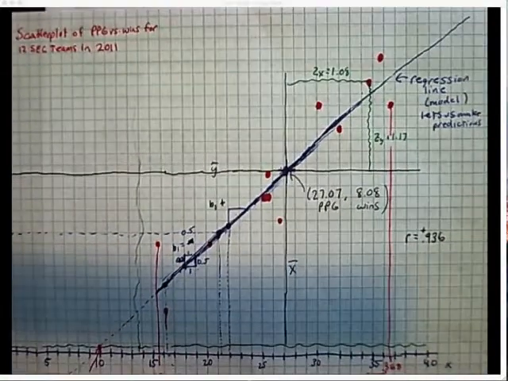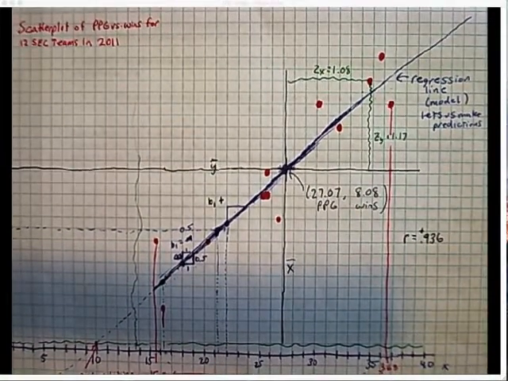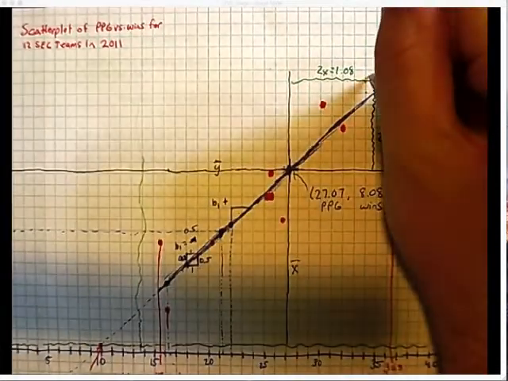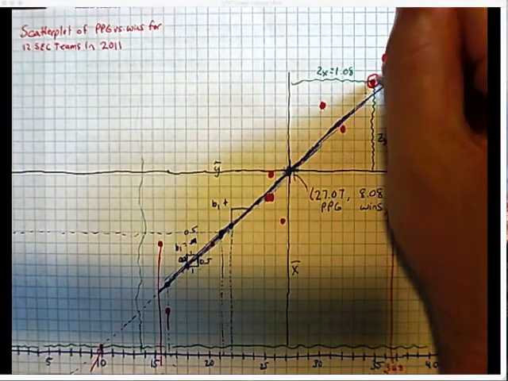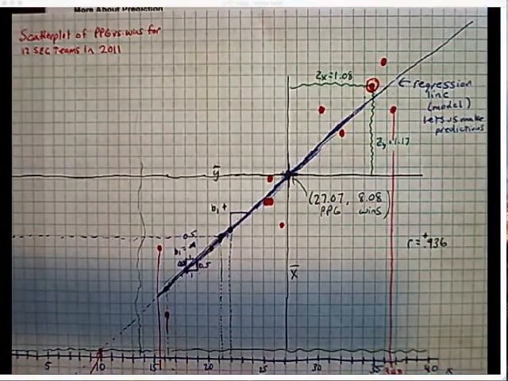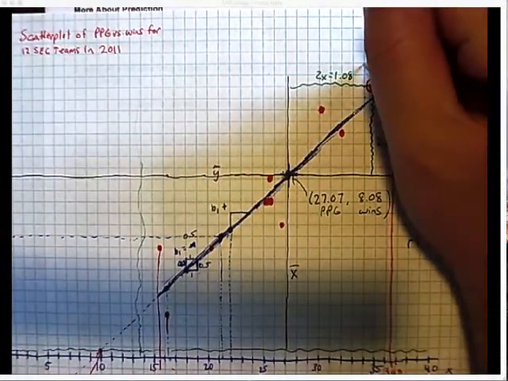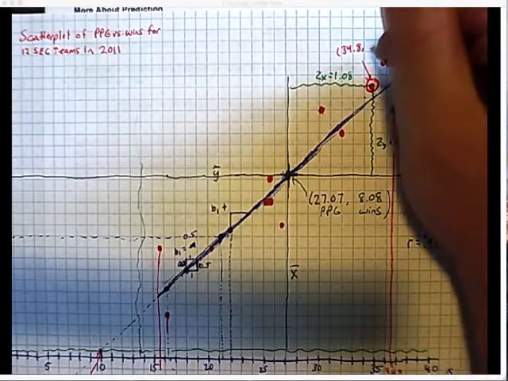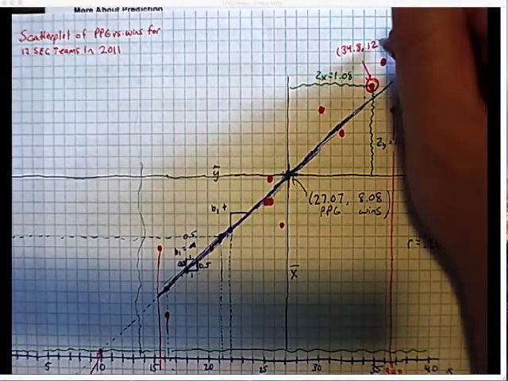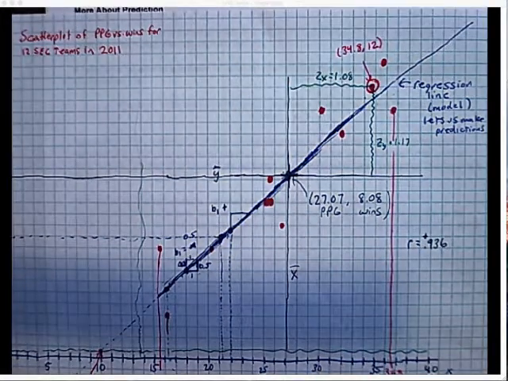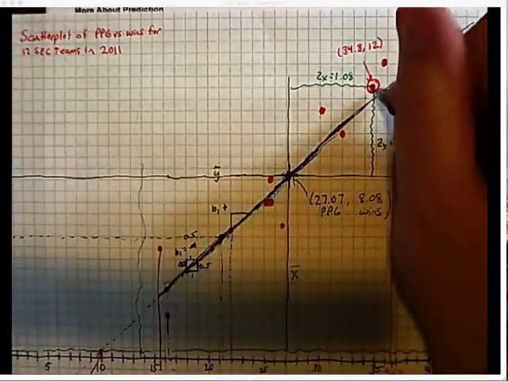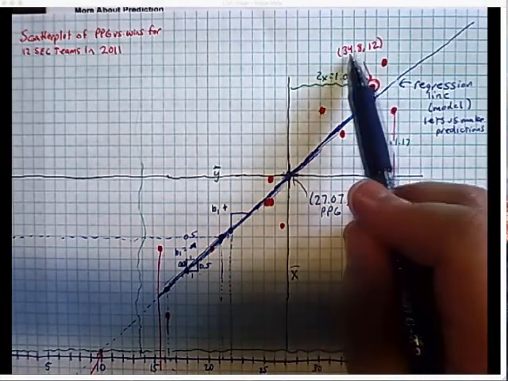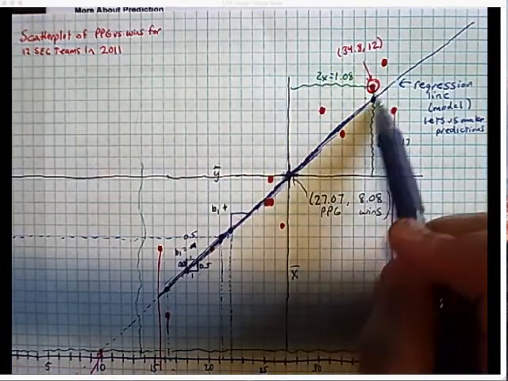Okay. So most of you are probably Alabama fans. That's okay, nobody's perfect. So here, this point represented Alabama. So Alabama averaged 34.8 points per game, and they won 12 games in 2011. But what would the value be if I plugged 34.8 into the prediction line?